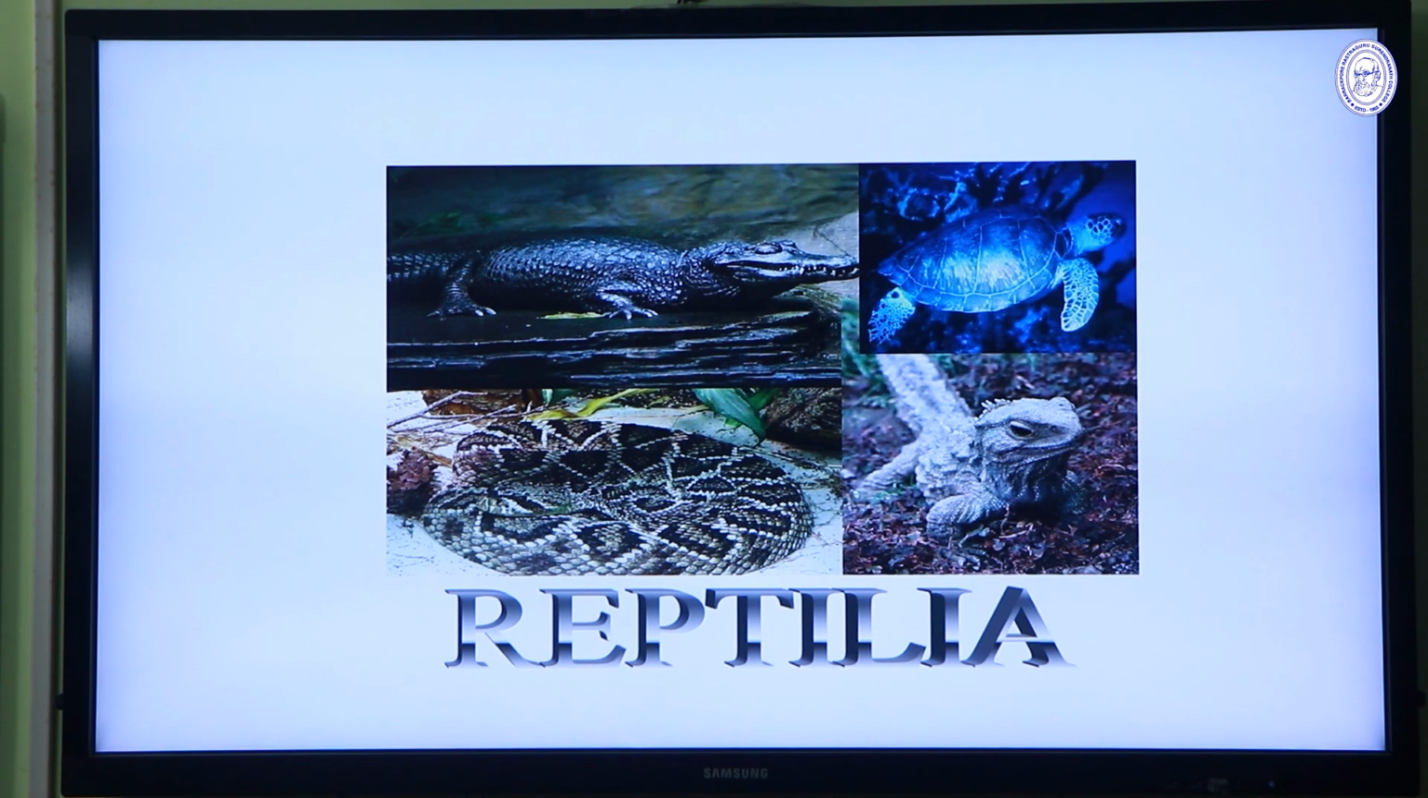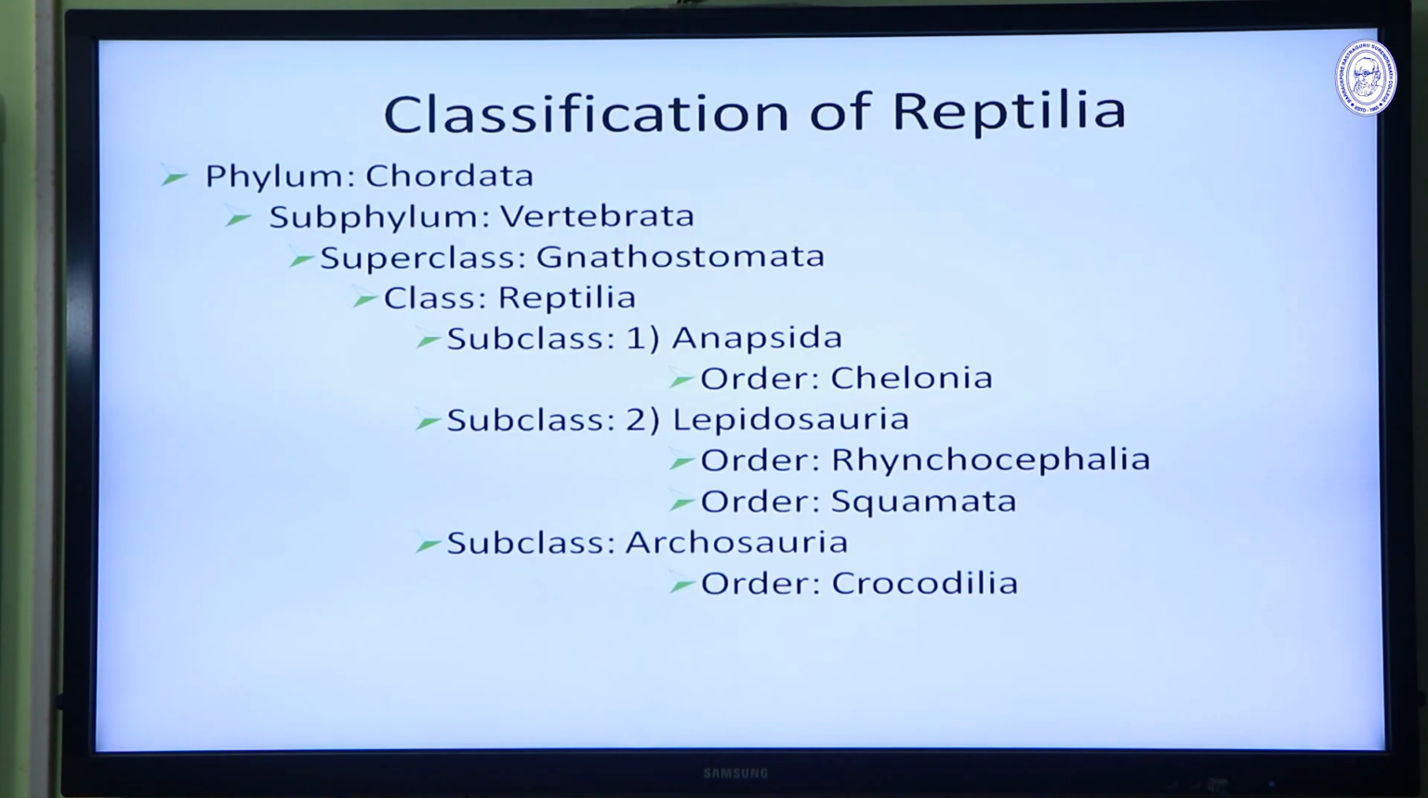Now, coming to the land animals, they are Reptilia. So, the classification of Reptilia: because Amphibia need to go back to the water to lay eggs, but that binding is lost in Reptilia. The Reptilia can lay eggs on land and need not go back to the water. So, the class Reptilia has three subclasses.